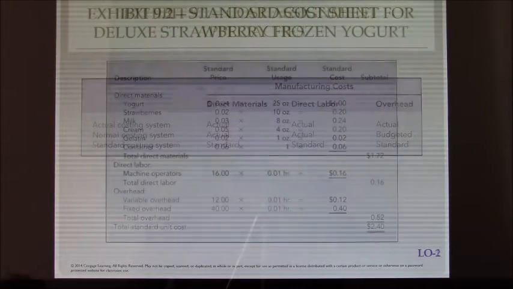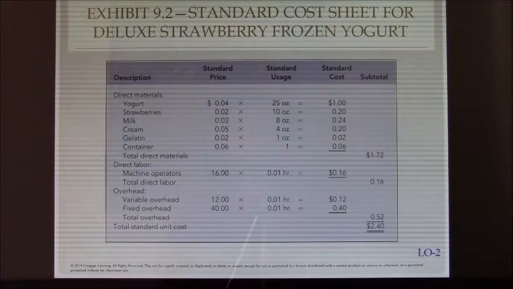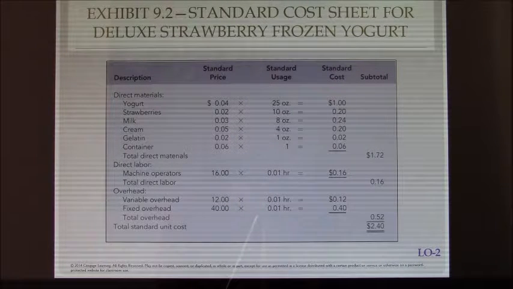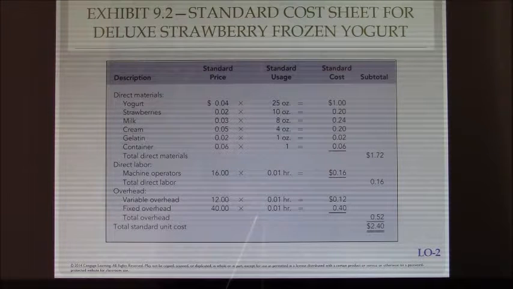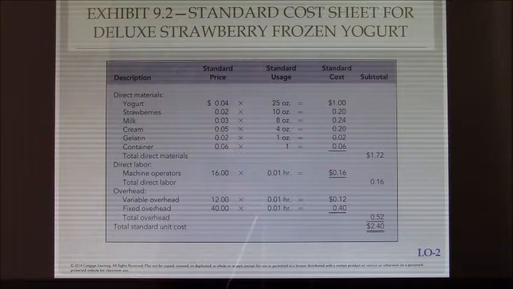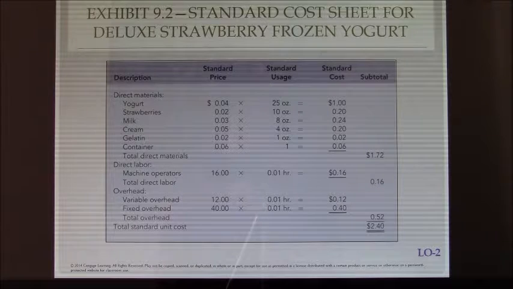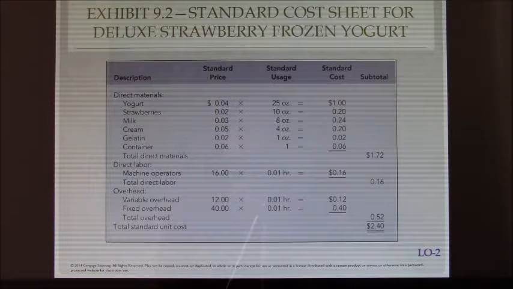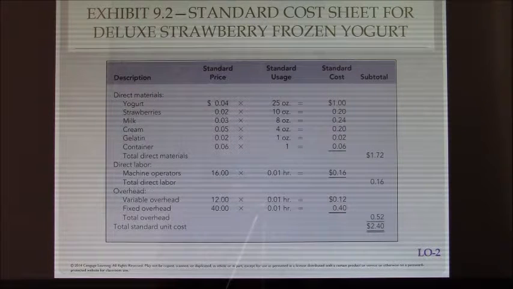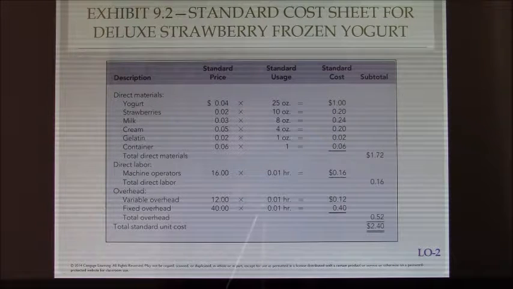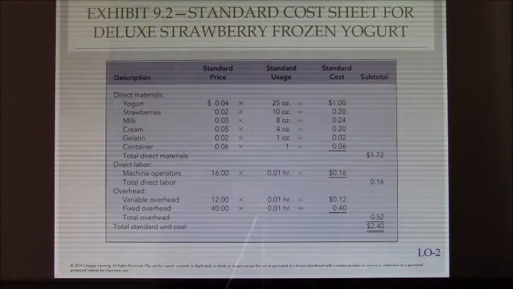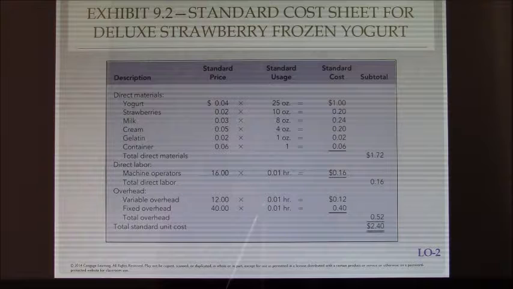your hours actually spent. So here's a standard cost sheet, so you can see what they come up with. In this case, they're making yogurt, and to make a quart of frozen yogurt, they use all those direct materials. That's what the normal price would be for 1 unit of the direct material, and how many do you need is a standard, and the standard cost. So yogurt, you pay 4 cents for an ounce of yogurt, and the standard usage is 25 ounces of yogurt. So the standard cost to make a quart of yogurt is $1, right?